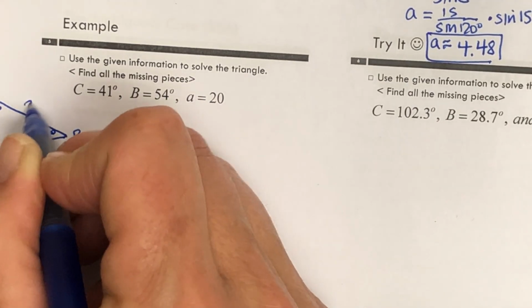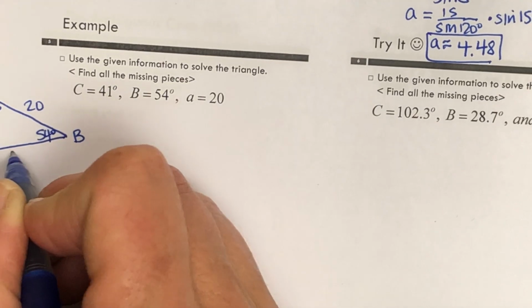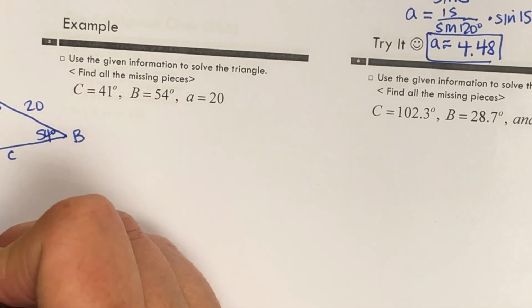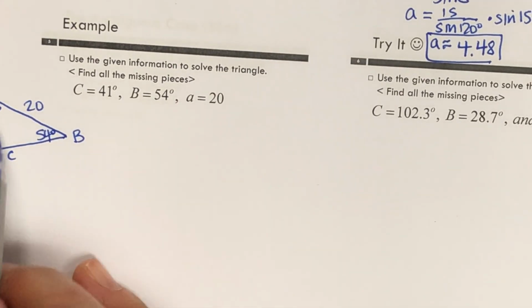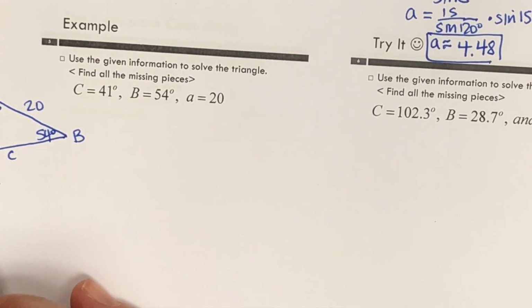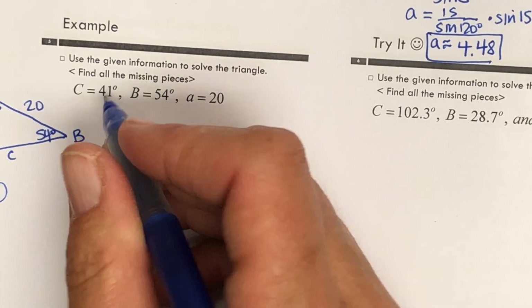Okay, and then A is 20. So here's A, here's C, and here's B. Is this angle side angle or angle angle side? What is this an example of? Angle side angle. So this is the one we're dealing with this time.